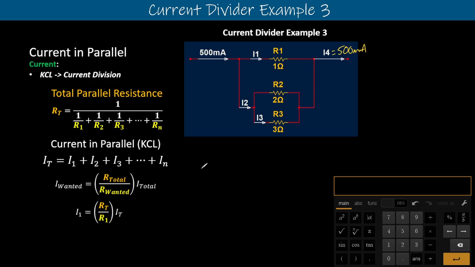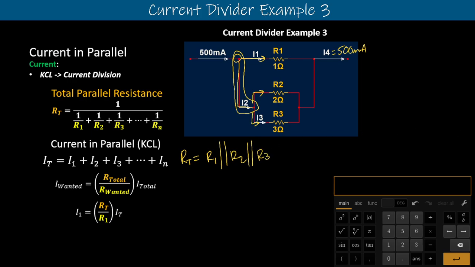If we want to know the current down I1, then we need to know what this node distributed through, what resistances were being used for that. And we see that they're all in parallel. R1 is in parallel with no resistance down to this node, which means that these two nodes are the same node here. And that gives us R2 in parallel with R3. So our RT is equal to R1 in parallel with R2 in parallel with R3.